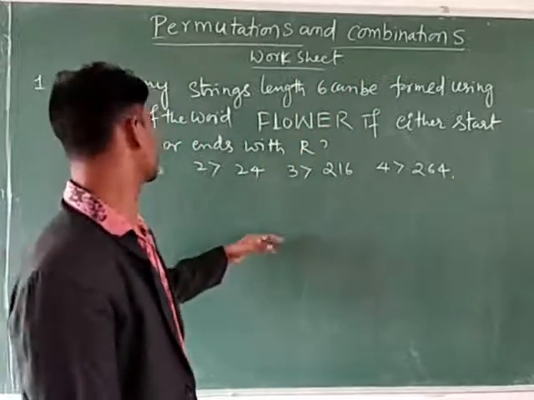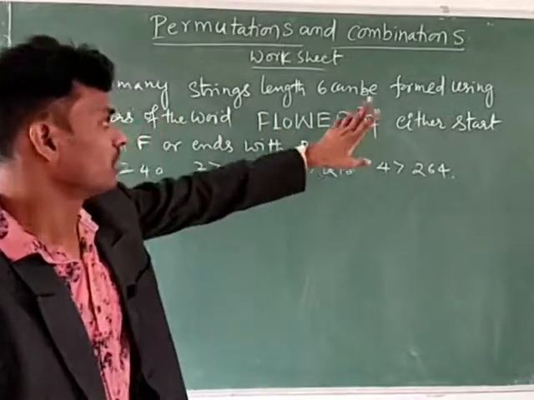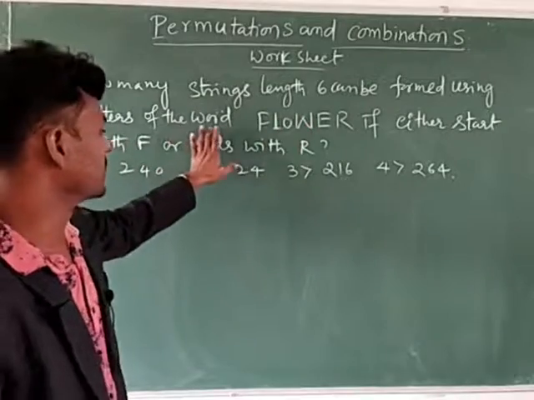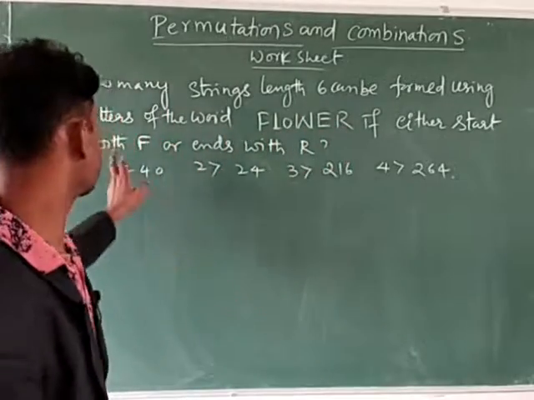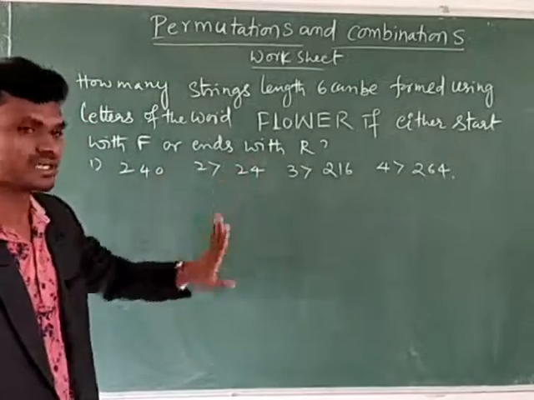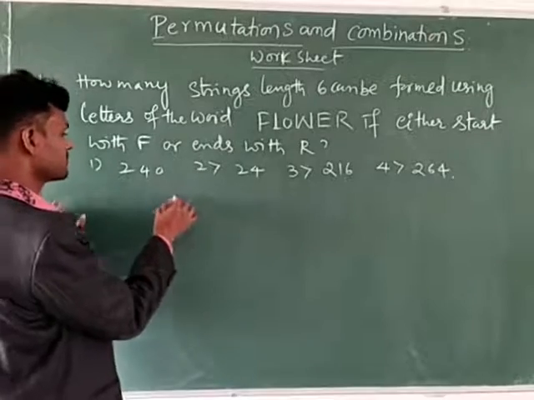See here, first question: how many strings of length 6 can be formed using the letters of the word F, L, O, W, E, R, FLOWER, if they either start with F or end with R? Listen, 4 options have been given, we have to check which one is correct.